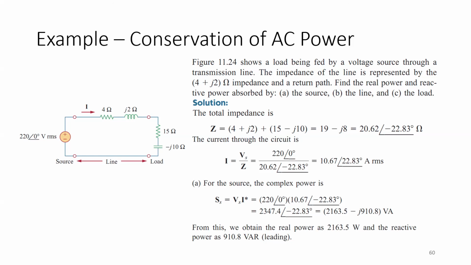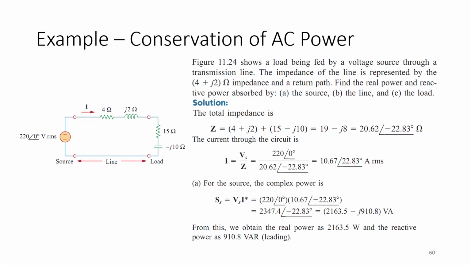The total impedance faced by the source is impedance 4 plus J2 plus 15 minus J10. This is impedance of the line, this is impedance of the load. We have added it up and we reach this value. The current through the source is I is equal to Vs upon Z is equal to 220 volt RMS, which is given here, and Z we have just calculated here. So the total current I in this circuit is 10.67 angle 22.83.